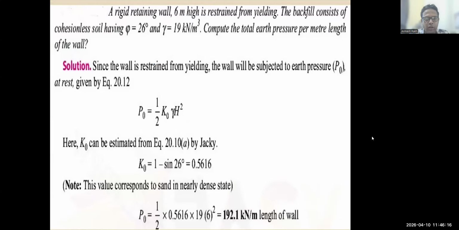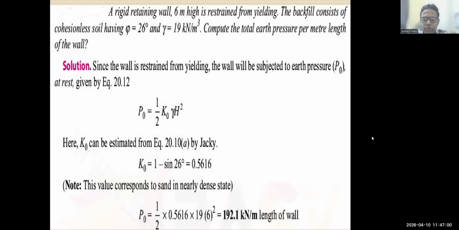A rigid retaining wall 6 meter high is restrained from yielding. The backfill consists of cohesionless soil having angle of internal friction 26 degree and unit weight 19 kilonewton per meter cube. Estimate the total earth pressure per meter length of the wall. First we will write down the given data. The height H is 6 meter, the angle of internal friction is 26 degree, and the unit weight gamma is 19 kilonewton per meter cube. These are the given data. We need to calculate the total earth pressure P0 per meter length of the wall.